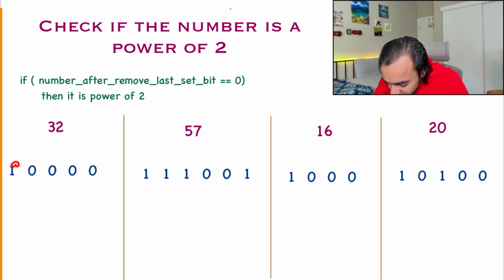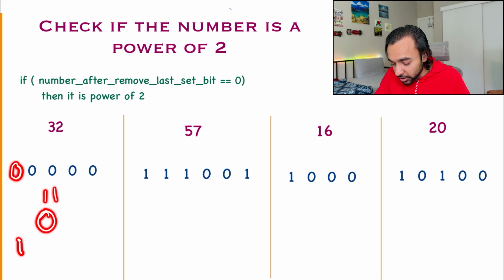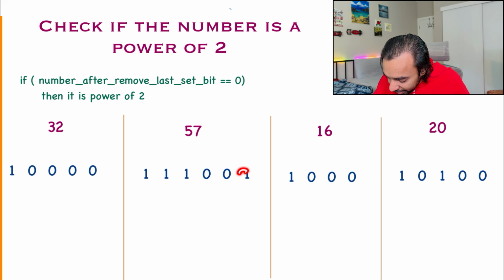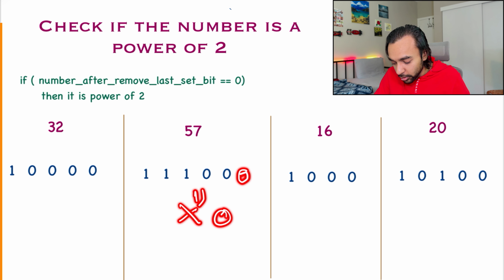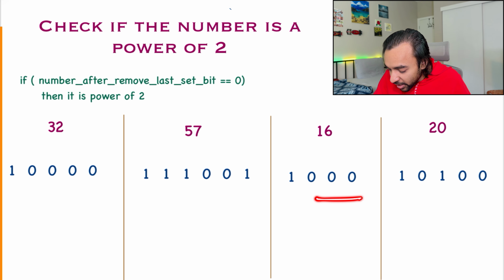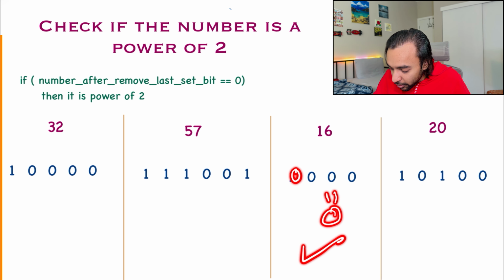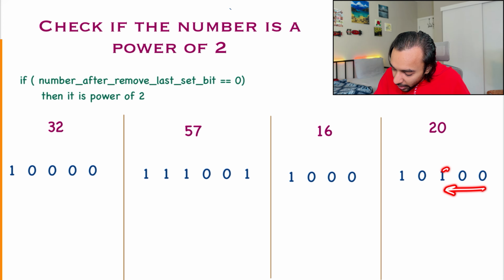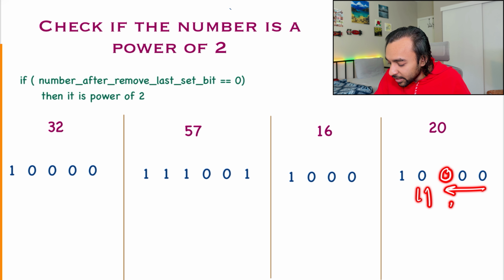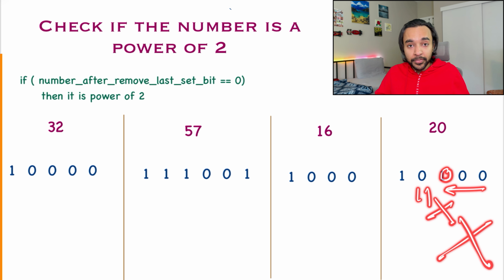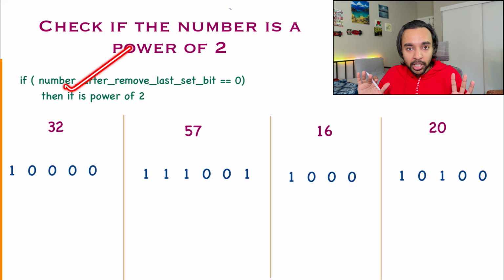So in my first test case, if I change this to 0, the entire number becomes 0. So this is a power of 2. In the second test case, I change this to 0, but this is not equal to 0. So this is not a power of 2. Over here, I remove the last set bit. This becomes a 0. So this is a power of 2. Over here, I change the last set bit and this is not equal to 0. So this is not a power of 2, right? So this logic is actually correct.